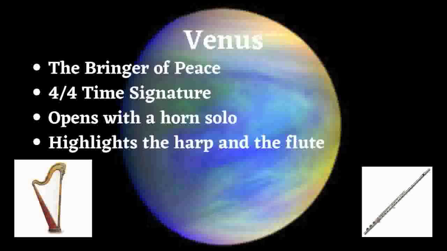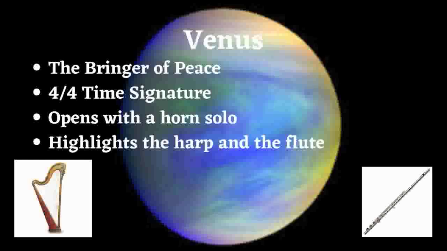And now it is time for Venus. So after Mars, the bringer of war, we have Venus, the bringer of peace. Even if you look at this picture of the planet Venus, it feels so different from that picture of Mars. Mars is red and looks kind of angry, and Venus is this beautiful blue, purple, kind of magical color. And so Venus is the bringer of peace.